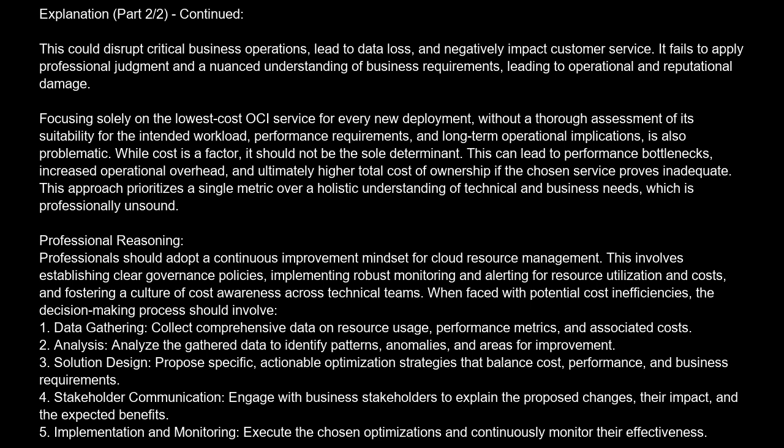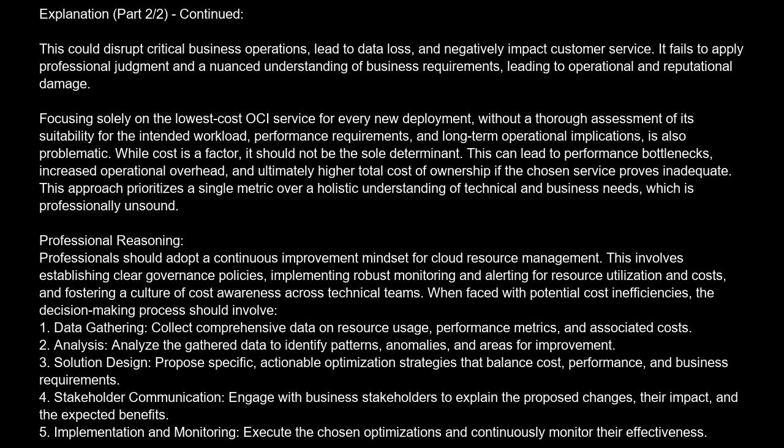This involves establishing clear governance policies, implementing robust monitoring and alerting for resource utilization and costs, and fostering a culture of cost awareness across technical teams. When faced with potential cost inefficiencies, the decision-making process should involve 1. Data gathering. Collect comprehensive data on resource usage, performance metrics, and associated costs.